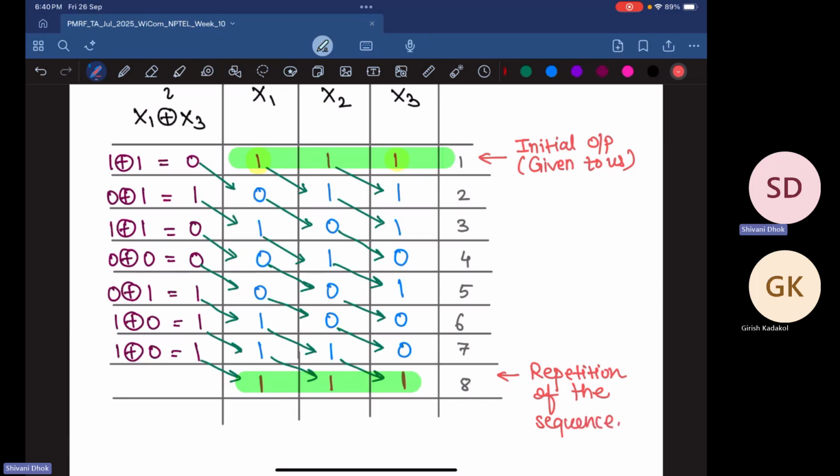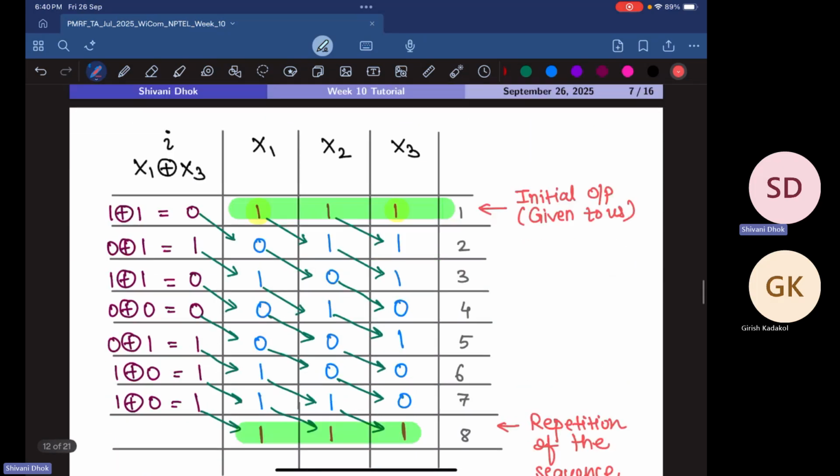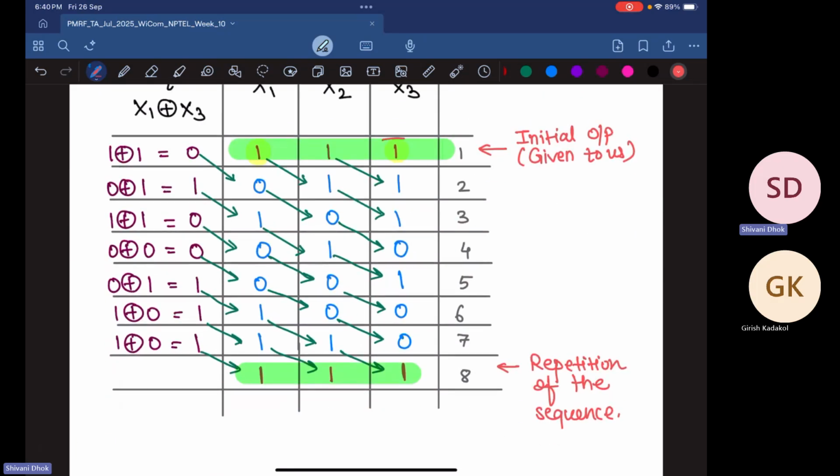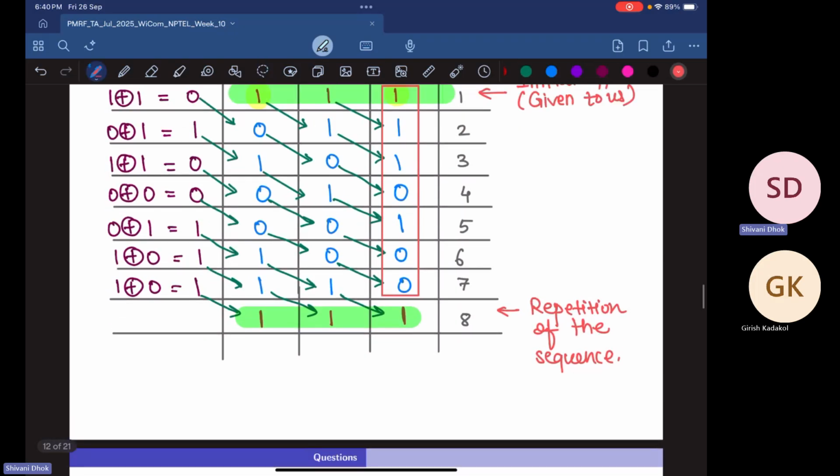And what was our output? So where do we measure our output? We measure our output at x3. So this part, from 1 to before the repetition starts, is basically our output. So the output of this is given by 1 1 1 0 1 0 0. Yeah, that's all.